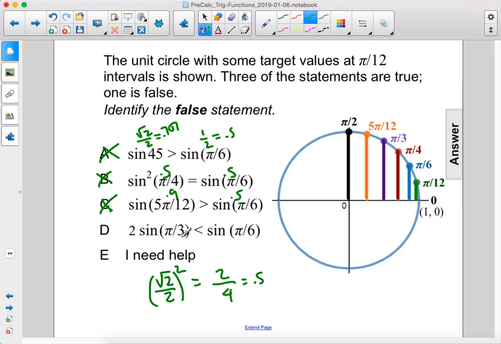Here we have sine of pi over 3, so this is 0.866 times 2 is less than sine of pi over 6, so no, this is false. So 0.866 times 2 is going to be over 1, and this says that it's less than 0.5, so the answer here is D.